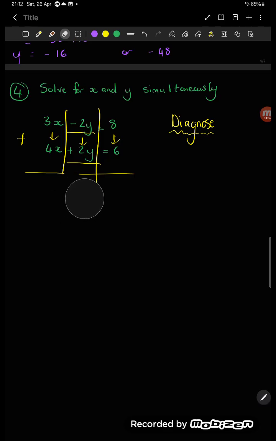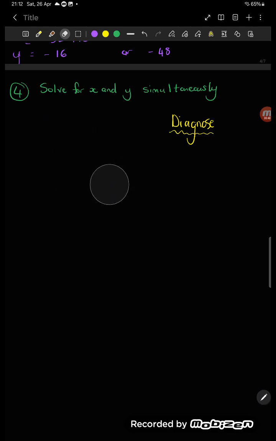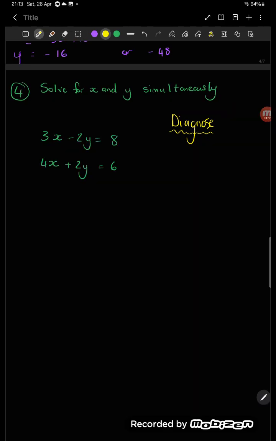Okay, so very, very easy one to start off, before some of the more difficult stuff. Let me just do it again. So you've diagnosed this and you go, well, this is number 1. This is number 2. I'm going to say add equation 1 plus equation 2.